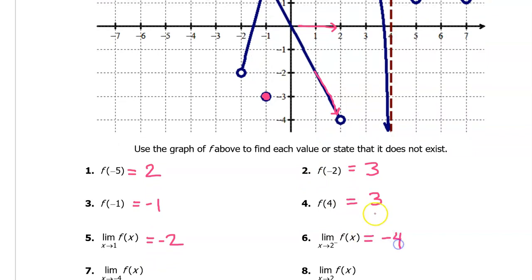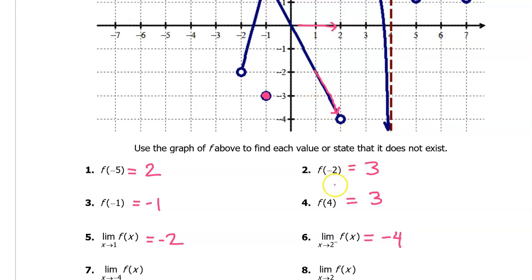It is completely okay that the function does not actually exist at 2. We have an open circle there. What matters is that we are approaching -4.